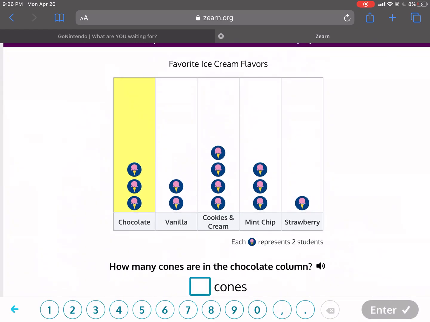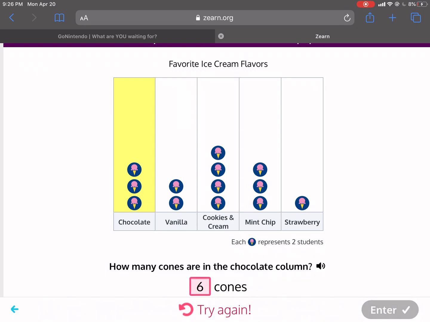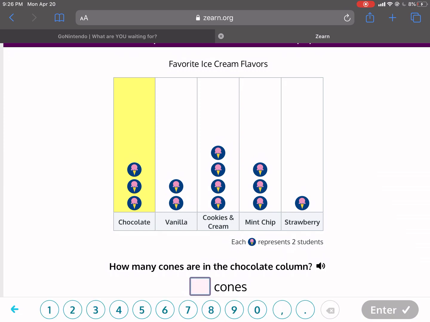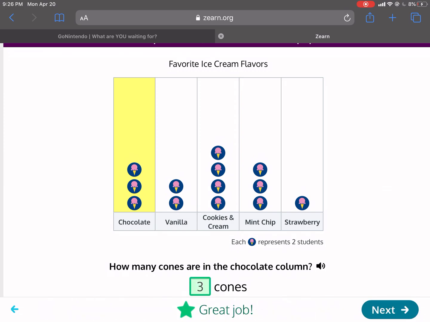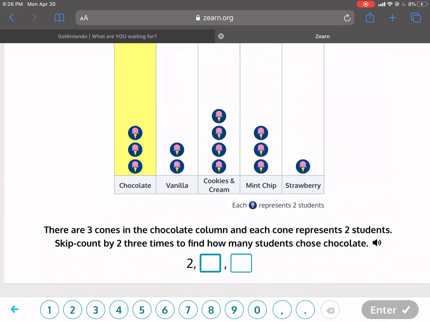How many cones are in the chocolate column? Let's count by 2s 3 times. 2, 4, 6. Oh, sorry, how many cones are there? 3 cones. I'm sorry. 6 students, but just 3 cones. 2, 4, 6.